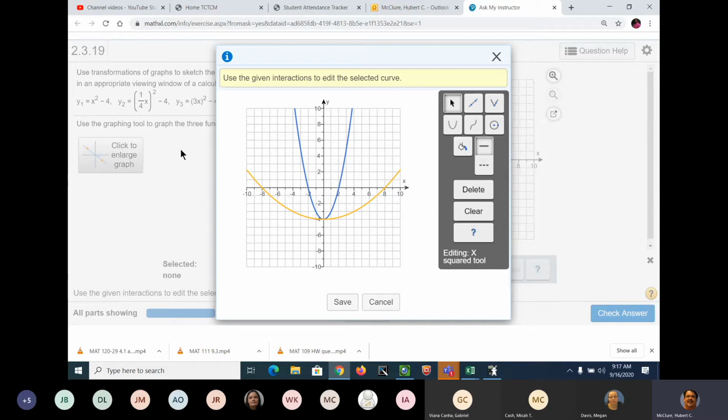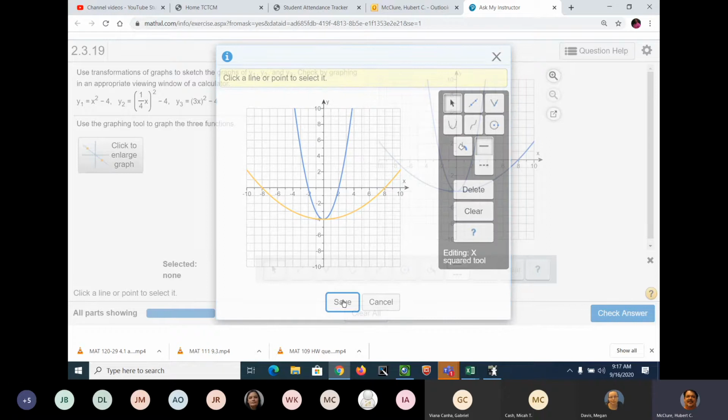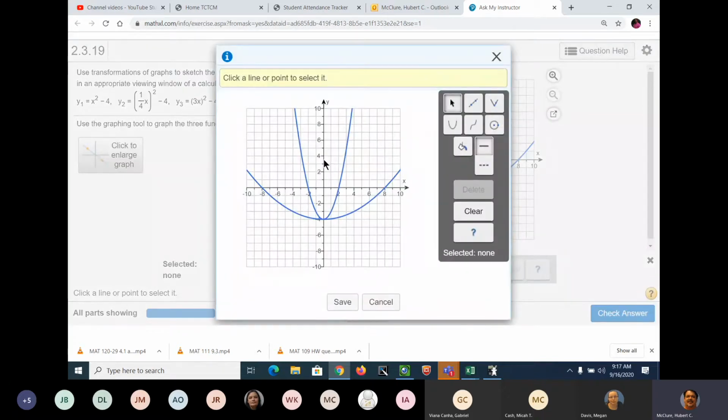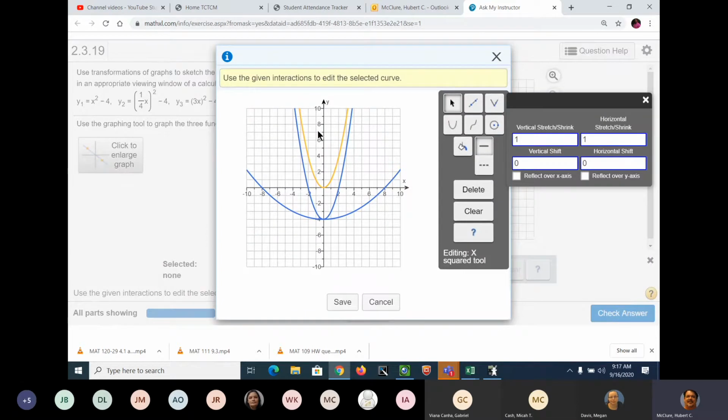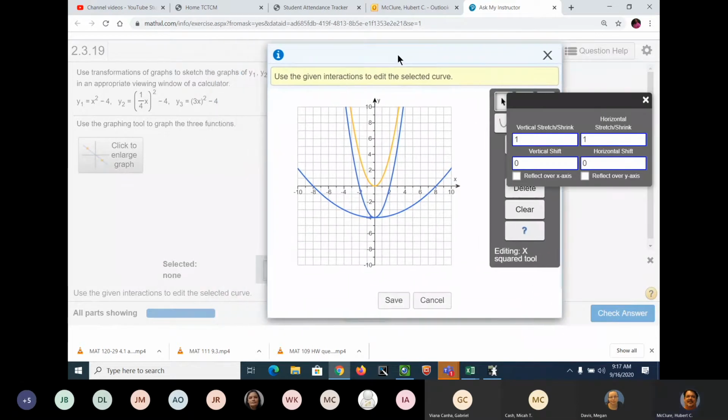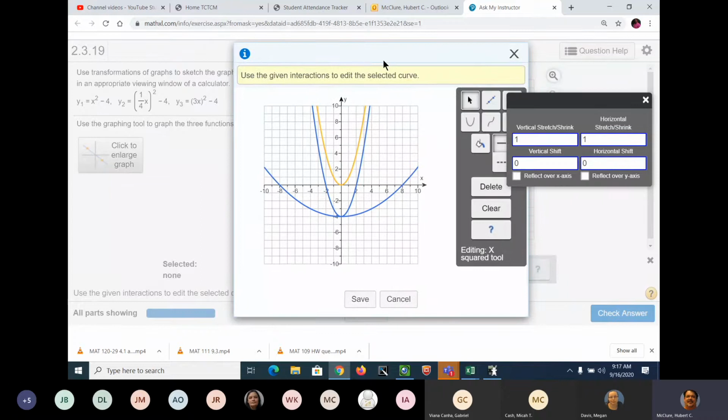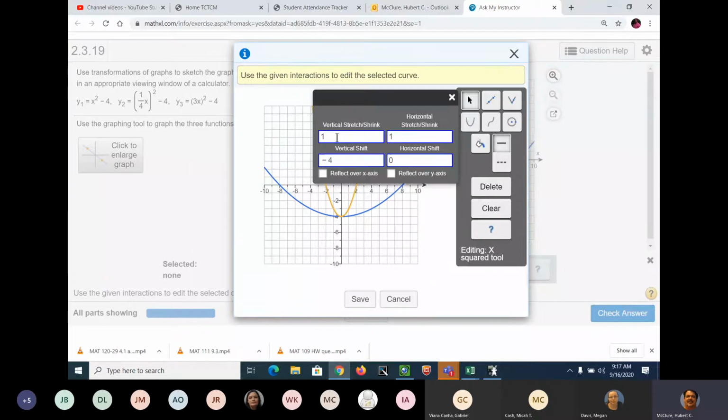And then this one, let's go ahead and hit save. And then this one I think is correct. You just put that in there, and then you do a vertical shift of -4 down. And this one is going to be compressed. So it means it's going to be a vertical stretch of 9.